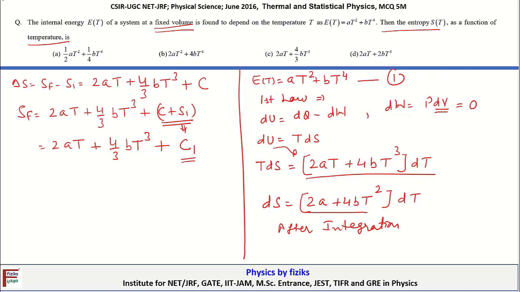In principle we should have some constant of integration along with this result, but since it's not there in any of these four options, the more appropriate result here is C. So C is the correct option here. Entropy as a function of temperature is given by expression C.